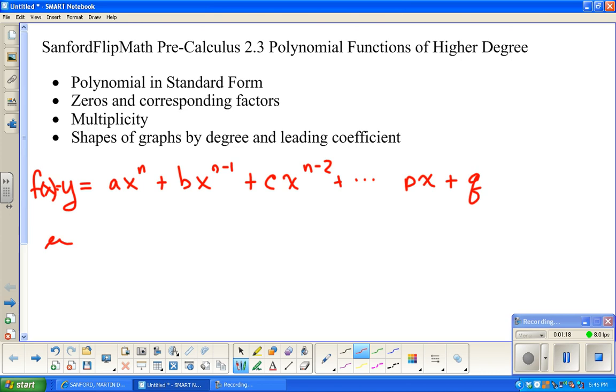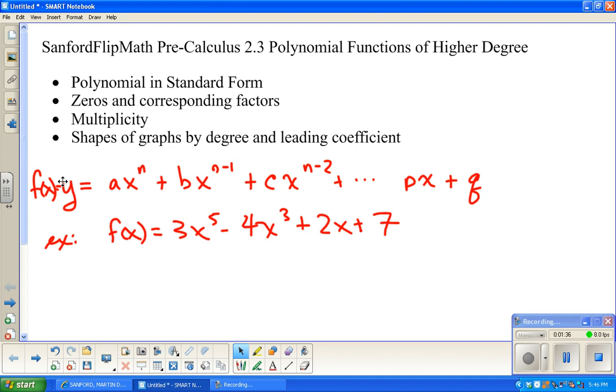An example might be f of x equals 3x to the 5th minus 4x to the 3rd plus 2x plus 7, okay? So that's an example. Now obviously there are some terms missing here in terms of counting down by ones, but you can imagine a 0x to the 4th in there and a 0x squared in there, and they don't have to be represented, just as long as, now standard form would have them in order going down by exponent or by degree, and that's pretty much it.